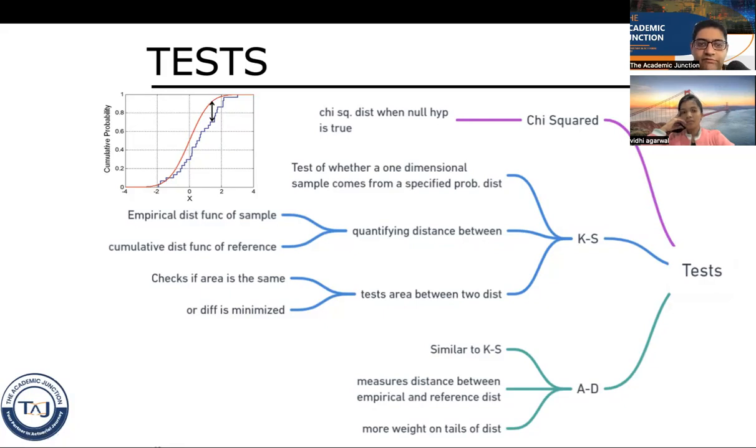Now, without further ado, the Anderson-Darling is very similar to the Kolmogorov-Smirnov test, but there's more weightage to the tails of the distribution than the expected values of the distribution, right? So AD basically checks for extreme values while KS does not check for extreme values. Is that clear?